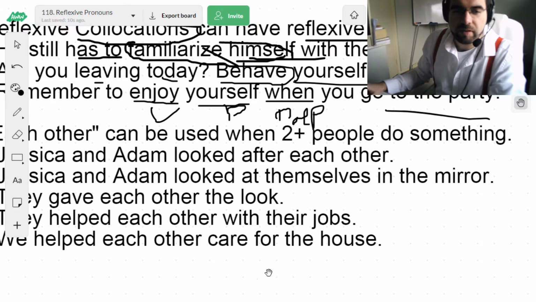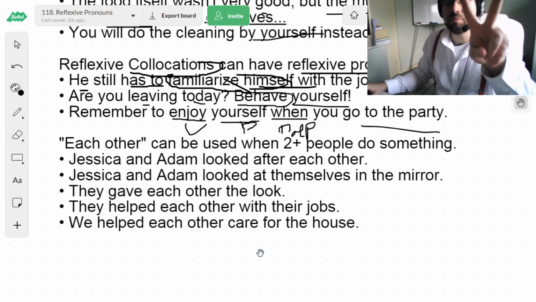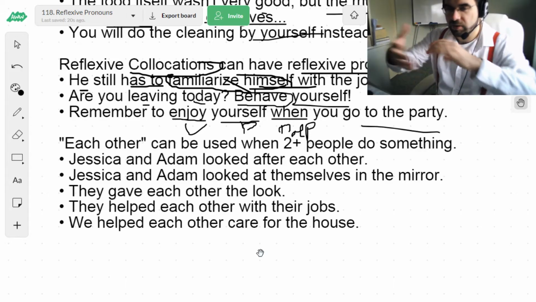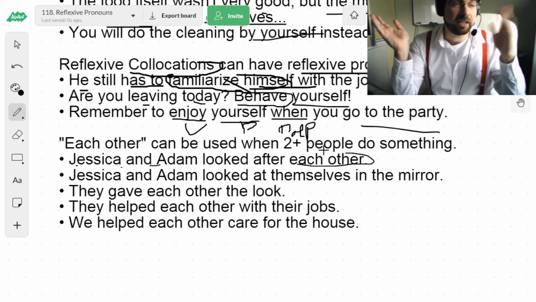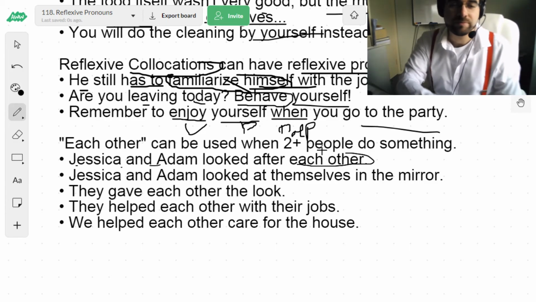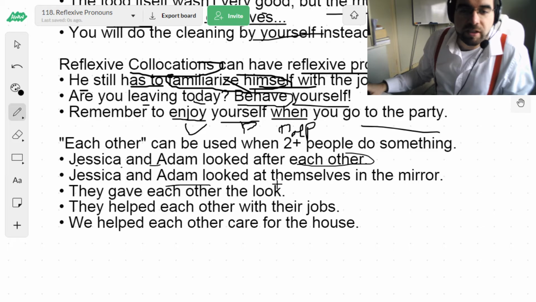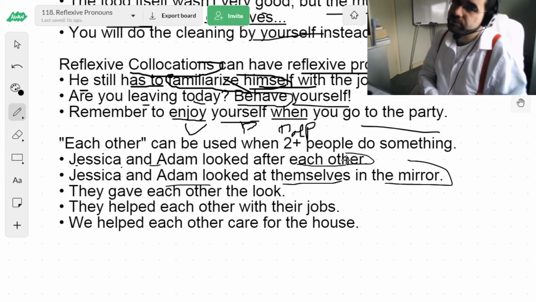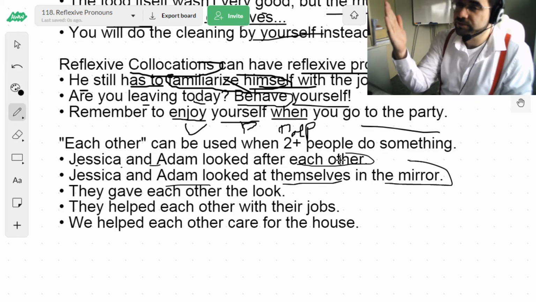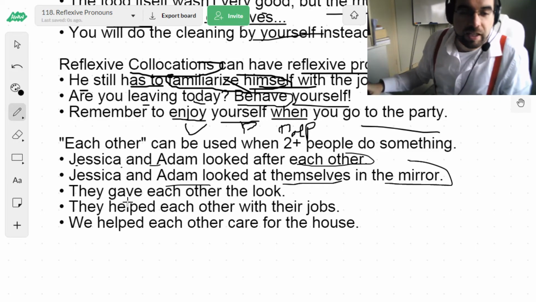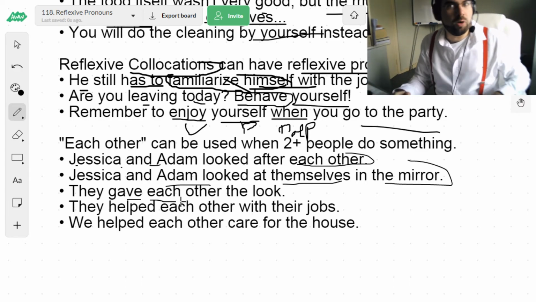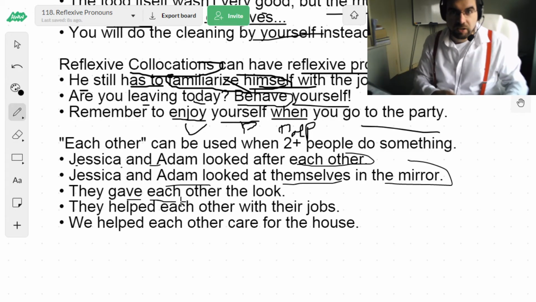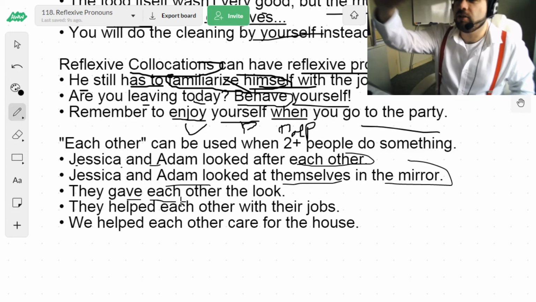Each other can be used when two or more people do something together. Jessica and Adam looked at each other. They looked at each other. Jessica and Adam looked at themselves in the mirror. In the mirror. They gave each other the look. The look. Well, the look of what? The look of love. The look of fear, hatred, loathing, anything you can think of.